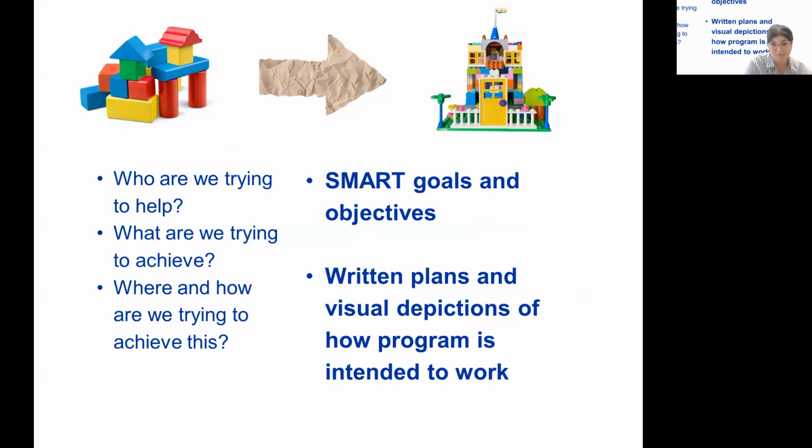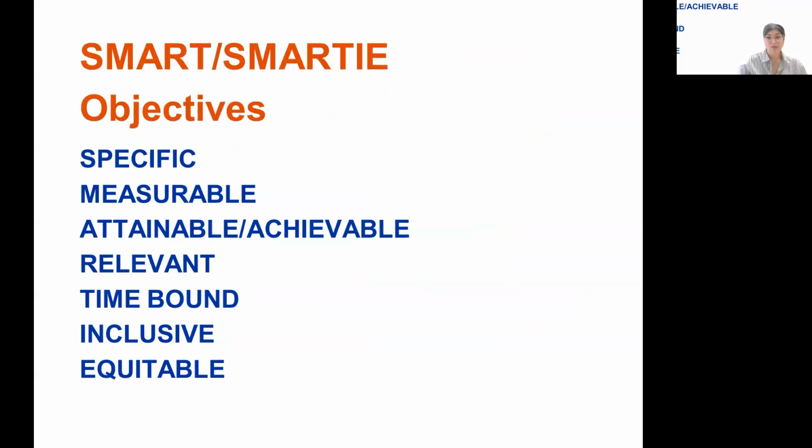So things like SMART goals and objectives, as well as written plans and depictions of how your program is intended to work, or logic models, which we'll be going over much more deeply. There are a lot of good trainings out there specifically on how to build SMART, or if you're in the CDC space, SMART-T goals. So the I and the E stand for inclusive and equitable.